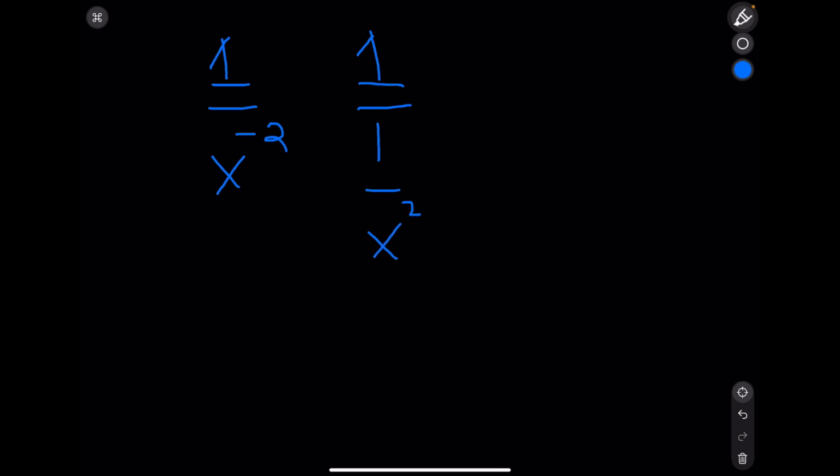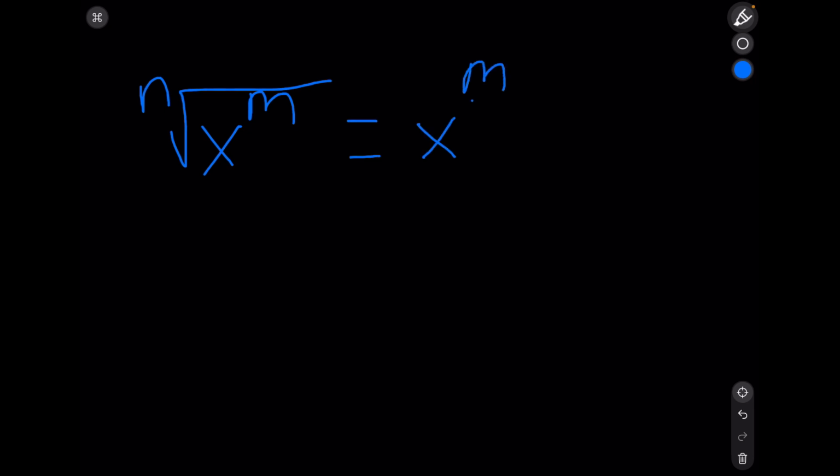So let's say you had 1 over x to the negative 2. What would that mean exactly? Well, with the reciprocal rule, you would know that it would be 1 over 1 over x to the 2. But then this is just a fraction, so what you could do is keep, change, flip. You keep the 1, flip the x to the 2, and then you just get x to the 2.